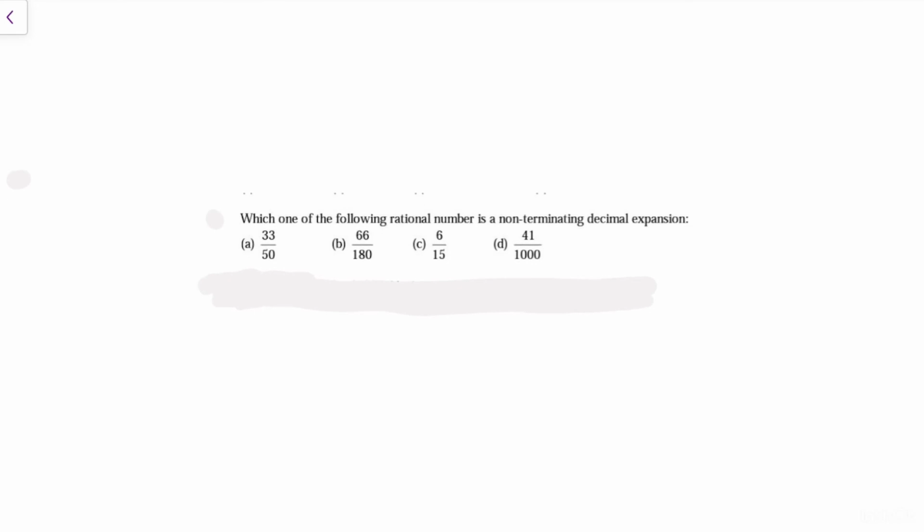Next, which one of the following rational numbers has a non-terminating decimal expansion? As I already said for the previous question, if the denominator is in the form of 2 power n into 5 power m, then we can say that it is a terminating decimal, otherwise non-terminating repeating. Simply put, the denominator should contain only 2 and 5, whatever the power may be, then it is terminating, otherwise non-terminating repeating. So let us check the options one by one.